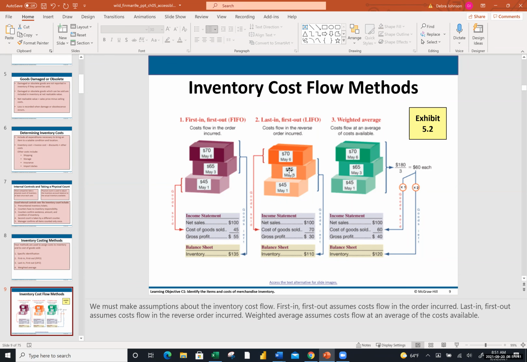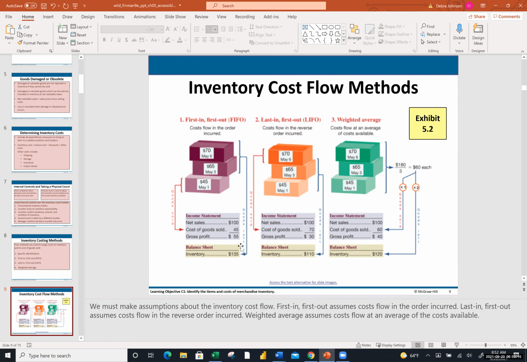Okay, LIFO means you start from the top of the bucket. And what happens is the stuff on the bottom can remain there for a long time. That's why it doesn't make any sense from a physical cost flow, but remember, it doesn't have to. A company chooses a costing method and then sticks with it. What I wanted to show you on this slide is that weighted average always falls between. So you'll see that the gross profit here is between the FIFO and the LIFO.